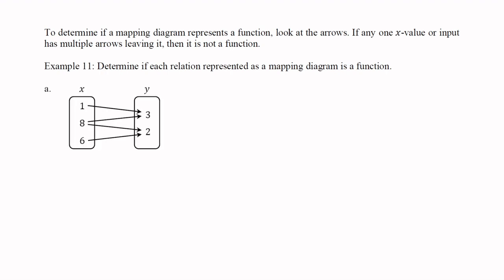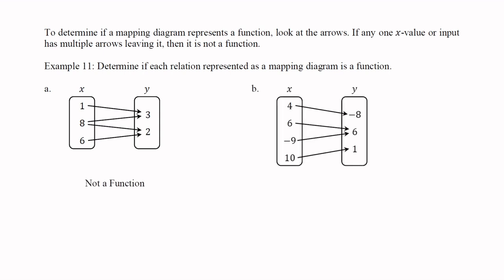Let's look at A. So we have our inputs being 1, 8, and 6. Look at 8. It's got 2 arrows going from it. So since 8 has 2 arrows going from it to 2 different y values, it is not a function. And if we look at B here, every x value has only 1 arrow leaving it. So since every x value has only 1 arrow leaving it, then it is a function.